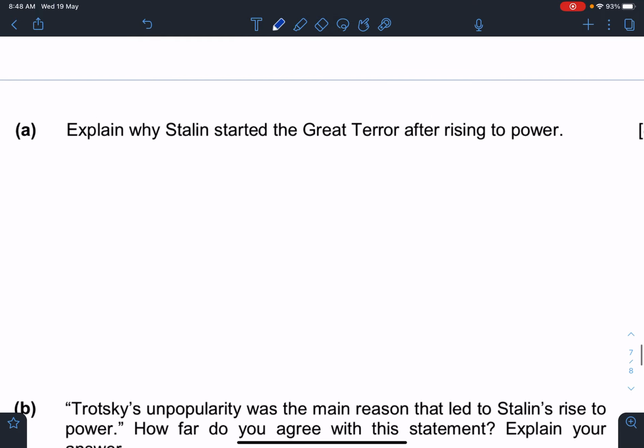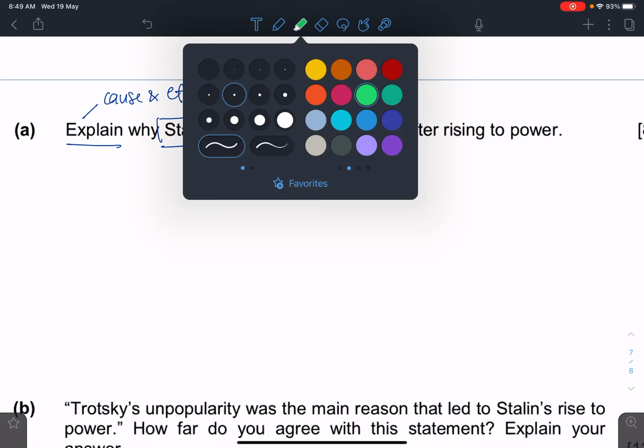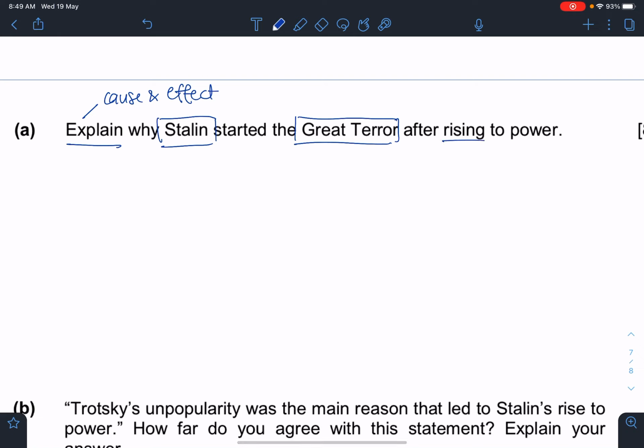Okay, explain why Stalin started the Great Terror after rising to power. So I know it's an explain question. I need to give cause and effect. I know my focus is Stalin. Okay, and I know I have Great Terror to talk about. Okay, and I know my chronological point is after rising to power. So this is after 1928.